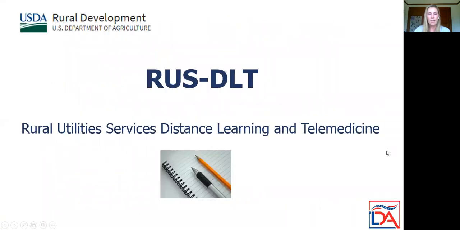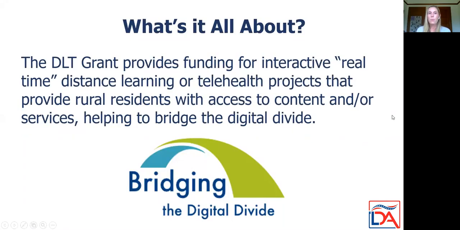And then another program I wanted to highlight, because this is a little bit different than the FCC program, is the RUS DLT grant through the USDA. RUS stands for Rural Utility Services, and DLT is Distance Learning and Telemedicine. So this grant is specifically designed to bridge that digital divide and bring either telemedicine or distance learning or a combination of the two services into rural areas that have a need for resources and services that they don't have locally or at the level of quality that they would otherwise have in a more urban area.